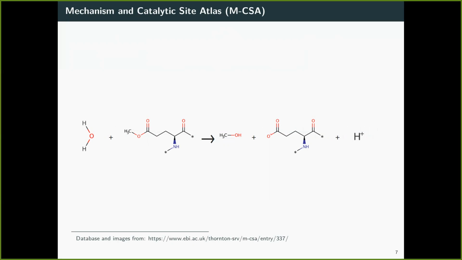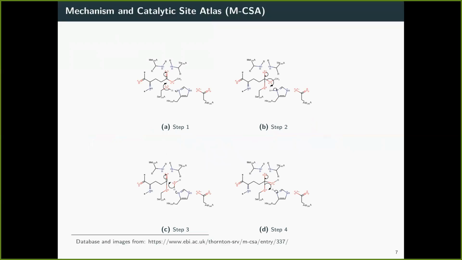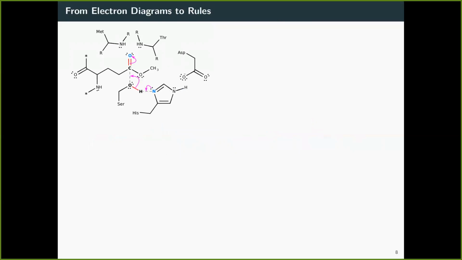Each mechanism is modeled as a sequence of electron pushing diagrams like the ones that we have depicted here that models a mechanism that you could see in the MCSA. And these diagrams contain a lot of information that we really were wondering if we could use to form the foundation of a rule set for modeling enzymatic chemistry. So really, if we just look at one of these steps or one of the elementary reactions, an electron pushing diagram already closely resembles a rule as we think of it in the graph transformation framework.